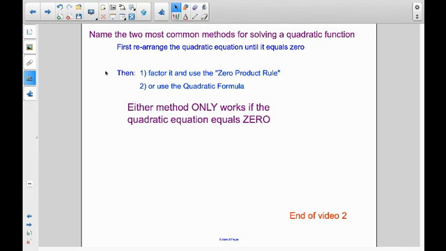But remember, neither of these methods will work. They're totally and utterly invalid if what you're working with doesn't equal 0. The zero product rule only works if you've got factors with a product of 0. The quadratic formula only works if your ax squared plus bx plus c equals 0.